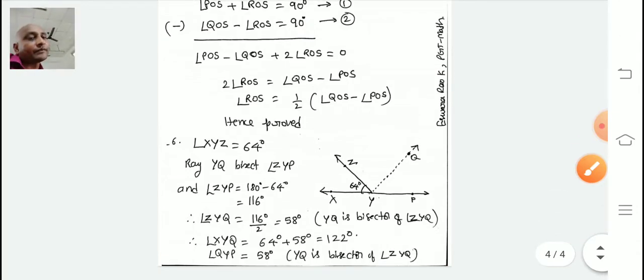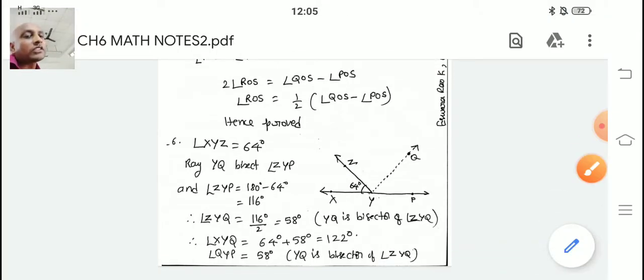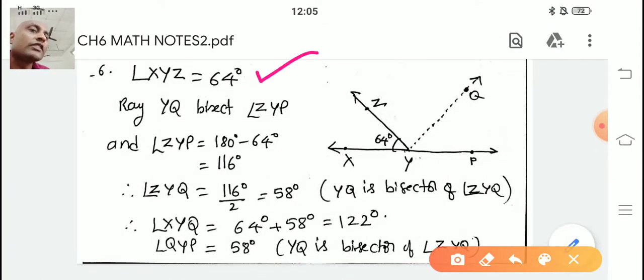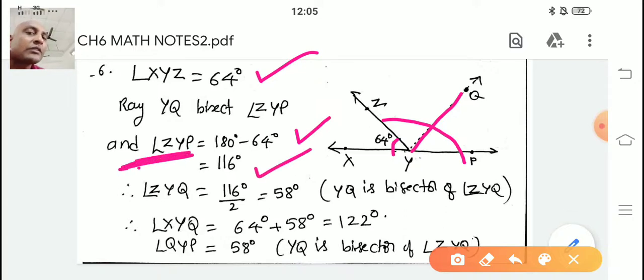Last question. What is the last question? It is given XYZ is equal to 64 degrees and YQ is the bisector. Since this is 64, this will be how much? ZYP is 180 minus 64, which is 116 degrees. So ZYQ will be equal to this angle. This angle will be 116 by 2, because YQ is a bisector, which is 58 degrees.